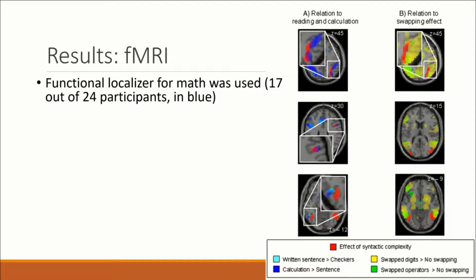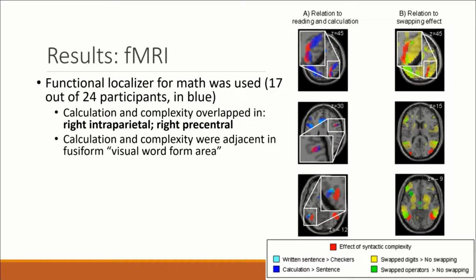The 3 panels on the left of the figure show brain activation from these localizers in blue, along with brain activation associated with syntactic complexity in red. They found that calculation and complexity overlapped in the right intraparietal region and the right precentral region, and that calculation and complexity areas were adjacent to one another in the fusiform visual word form area. They also compared brain activation during all swapped trials with the complexity associated activation, again in red. Here in the right panels, yellow was activation associated with swapped digits, and green was activation associated with swapped operators.